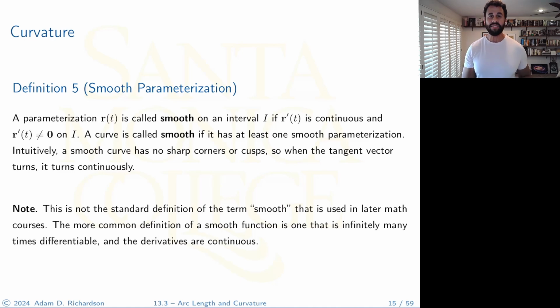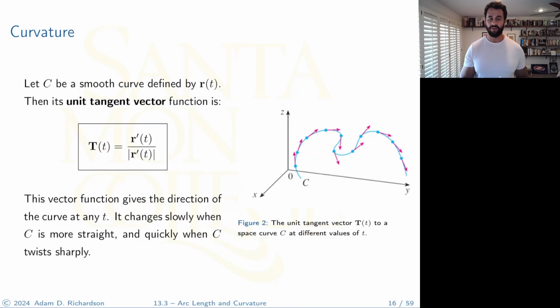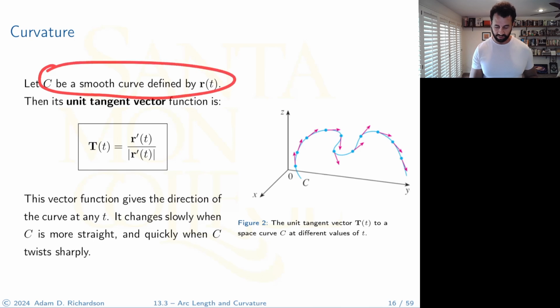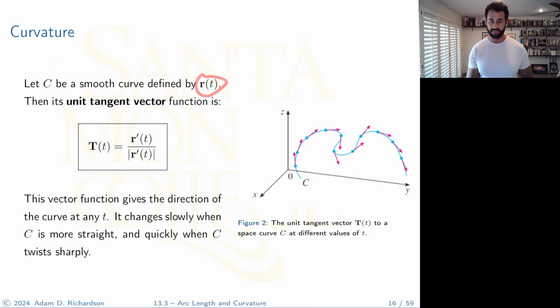All right, so we need something nice. We need a smooth curve, and then we can start to talk about curvature. So let C be a smooth curve defined by the vector function r of t. Remember from the previous lecture that the unit tangent vector is just taking the tangent vector and dividing it by its length. Here's a very nice picture of that, actually. I should have included it in the other lecture. There we go. What this vector function gives us is the direction of the curve at any time t.